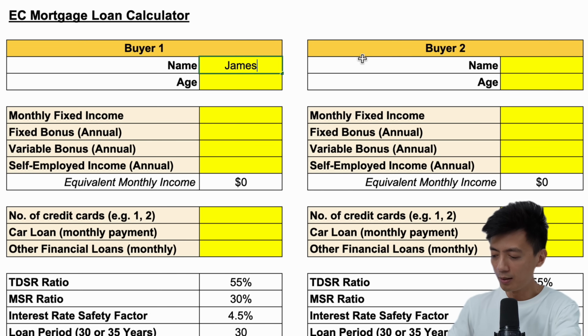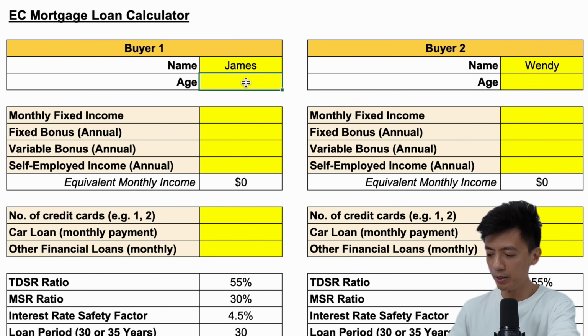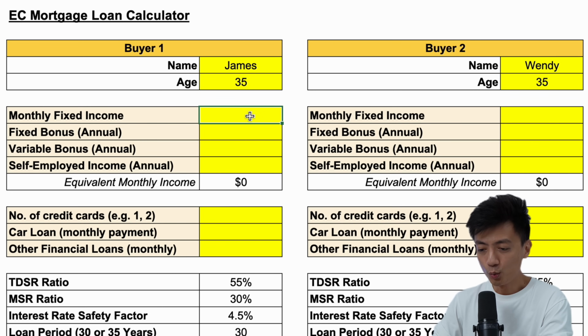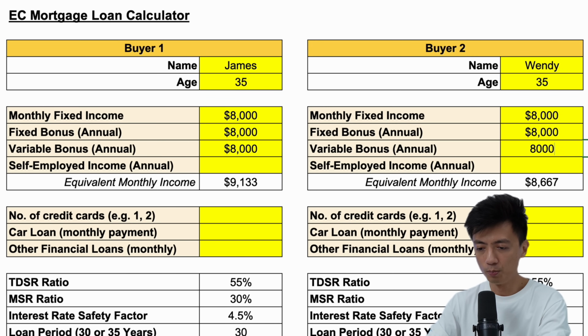EC. I'm going to key in the names of my fictional couple here, and that's James and Wendy. And I'm going to assume that they are both 35 years young. And because we're doing the calculation for a new EC, and at this point in time, the income ceiling is still kept at $16,000, I'm going to assume $8,000 of income for the both of them, along with $8,000 of fixed bonus and also $8,000 of variable bonus.